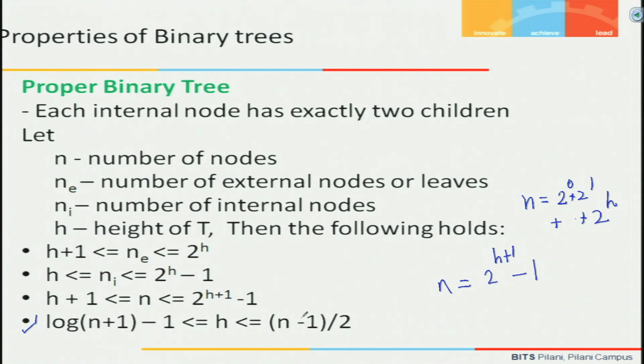So, all the 4 results are based on only one key observation: that in a proper binary tree at height h, you have 2 power h nodes.